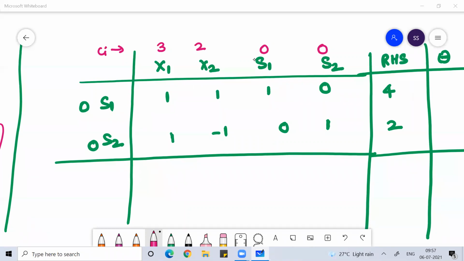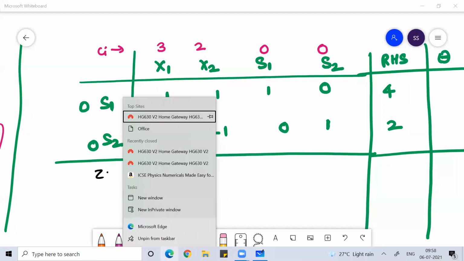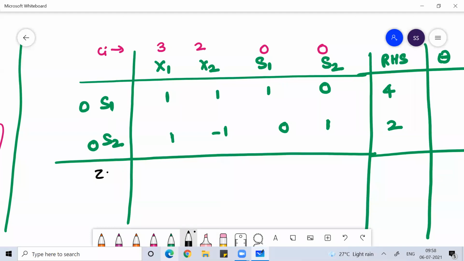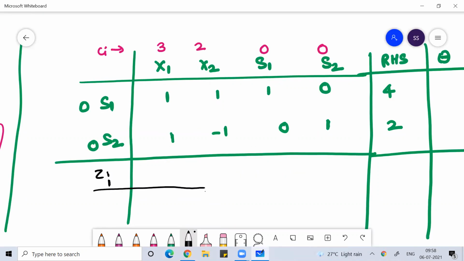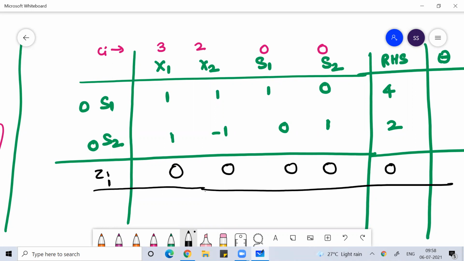Once we're done with this, now I will find Zi. How will we find the Zi, guys? So 0 into 1 plus 0 into 1. Like that we find Zi. So this will always be 0. The first time when you do it, you'll get Zi always 0.